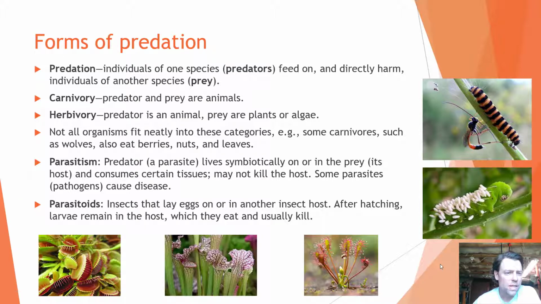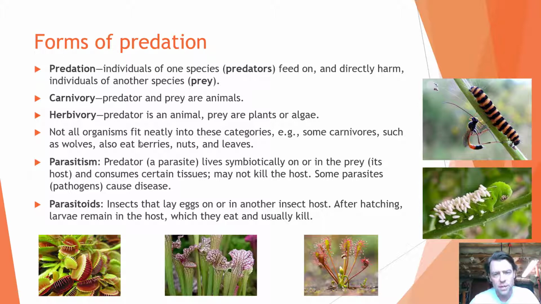And not all organisms fit neatly into these categories. So you can think about some carnivores, for example, such as wolves, that also eat berries, nuts, and leaves. And there are also carnivorous plants, as an example, the Venus flytrap, a pitcher plant, and a sundew. Other animals typically thought of as carnivores will sometimes be more herbivorous at times as well. Bears are another example.